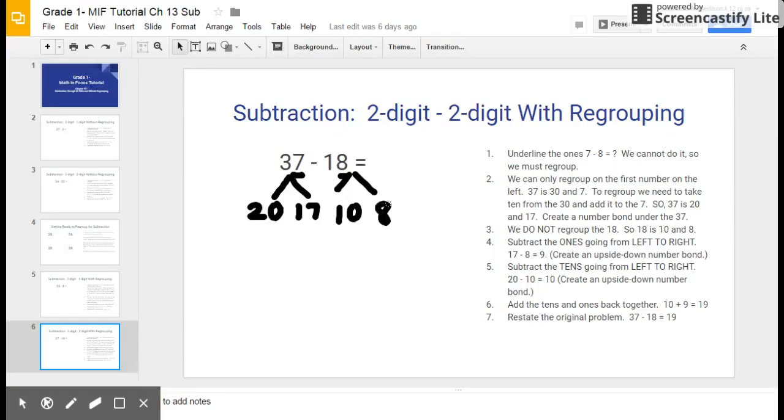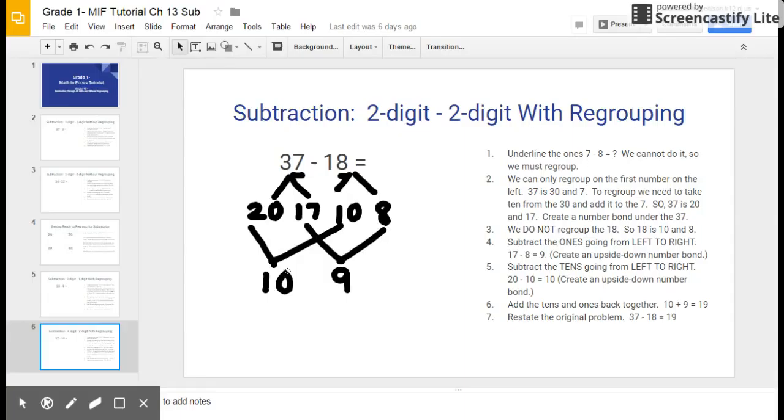Next, we need to subtract the ones going from left to right. 17 minus 8 equals 9. Then we need to subtract the tens going from left to right. 20 minus 10 equals 10.